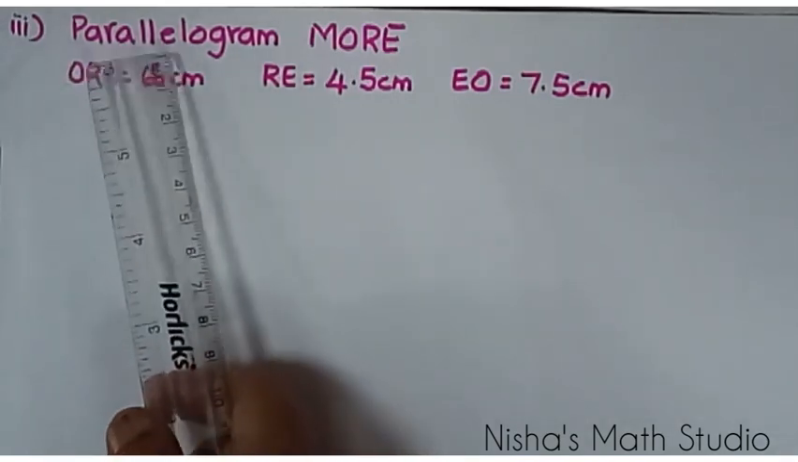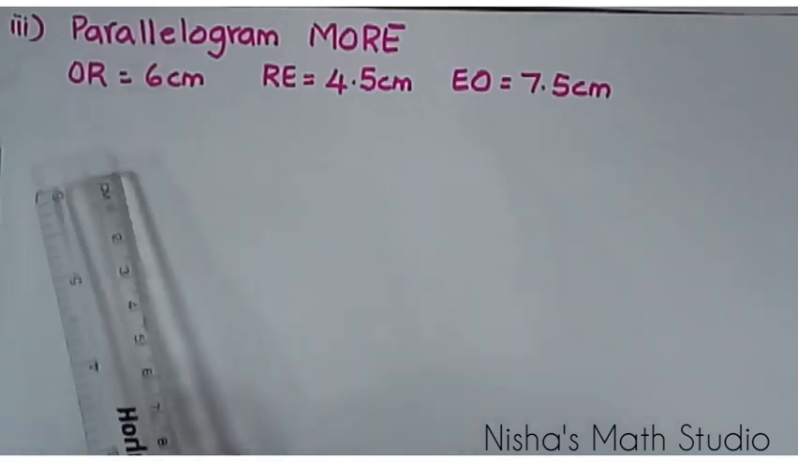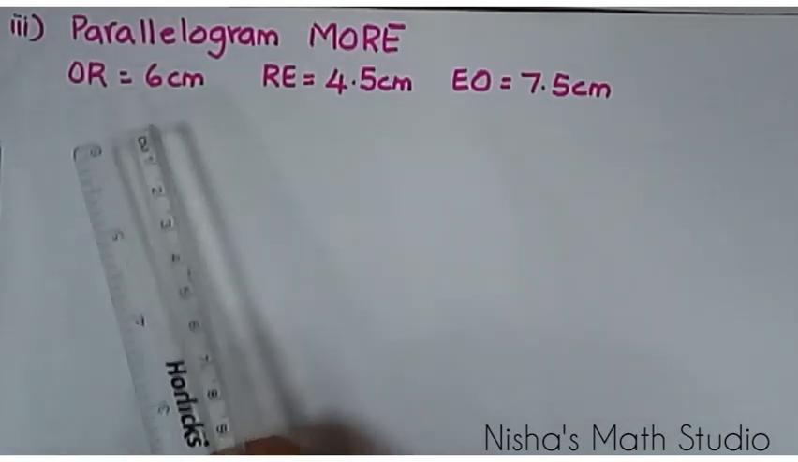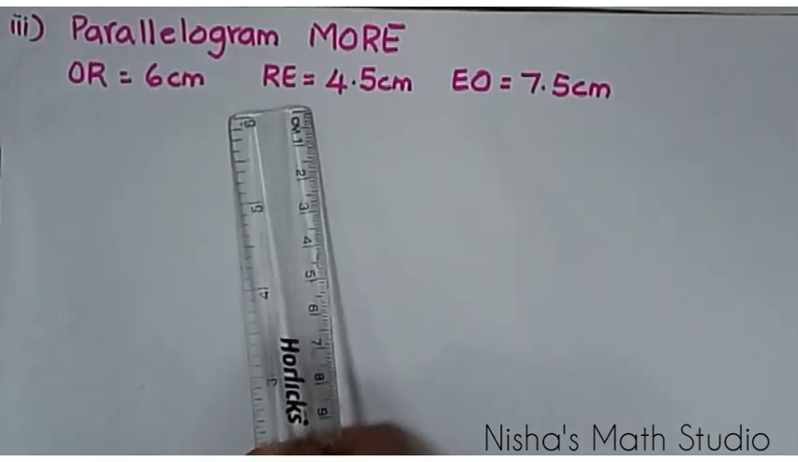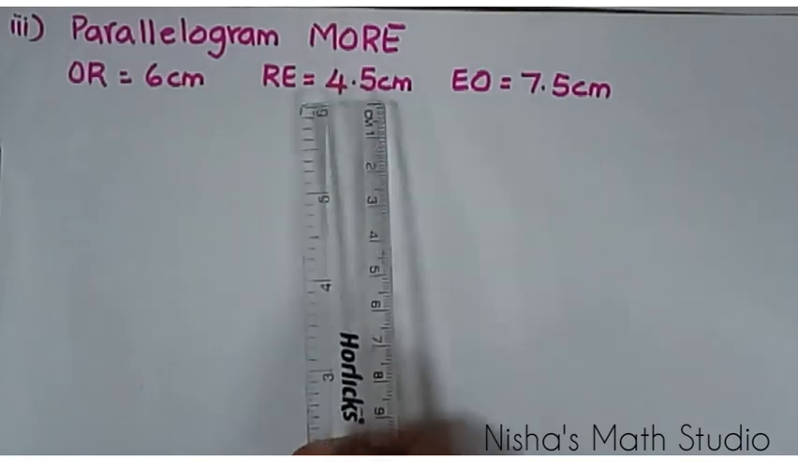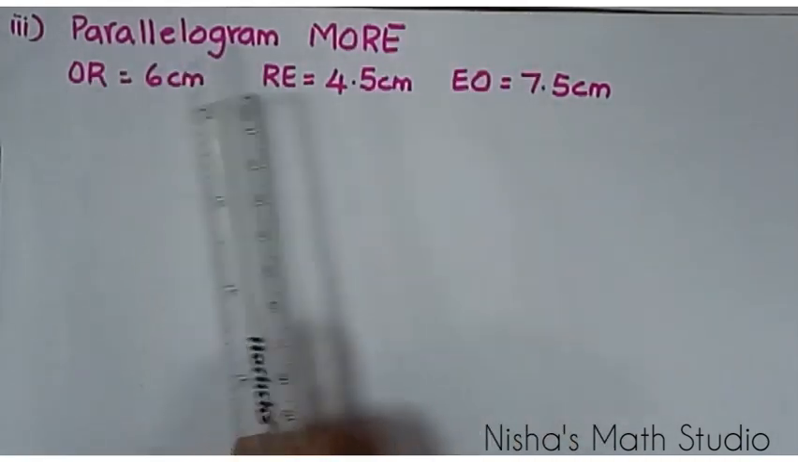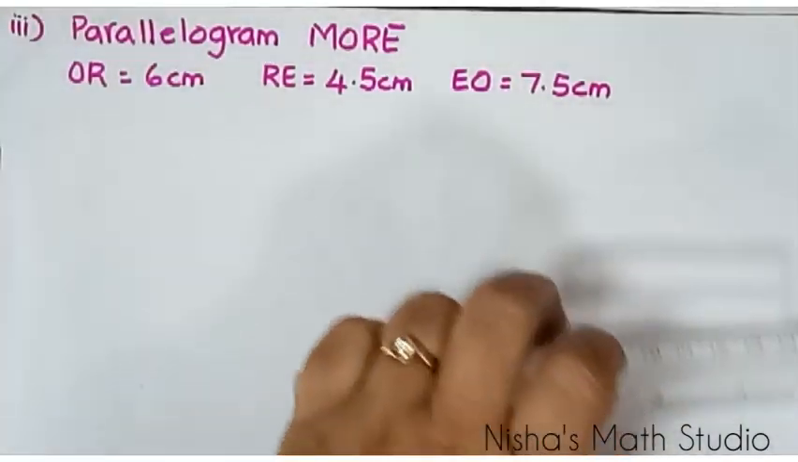But we know the property of a parallelogram. The property of the parallelogram is opposite sides are equal and parallel. So if they give you one side, the opposite side will also be 6 cm. So if they give one more, RE which is equal to 4.5, the opposite of this side is also 4.5. So here also we know 4 sides and 1 diagonal. First let's draw a rough diagram.